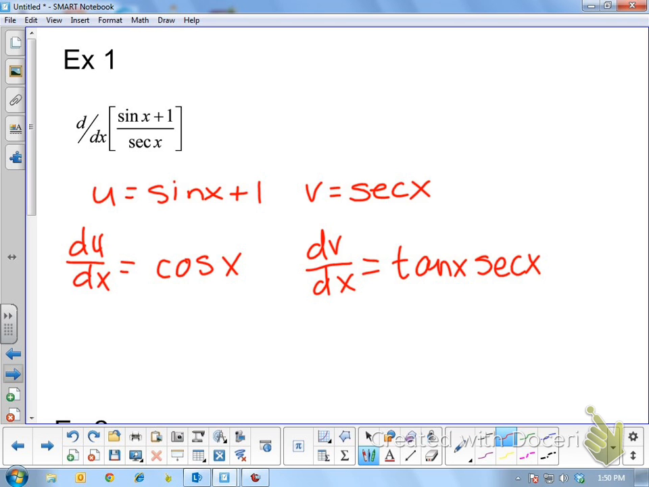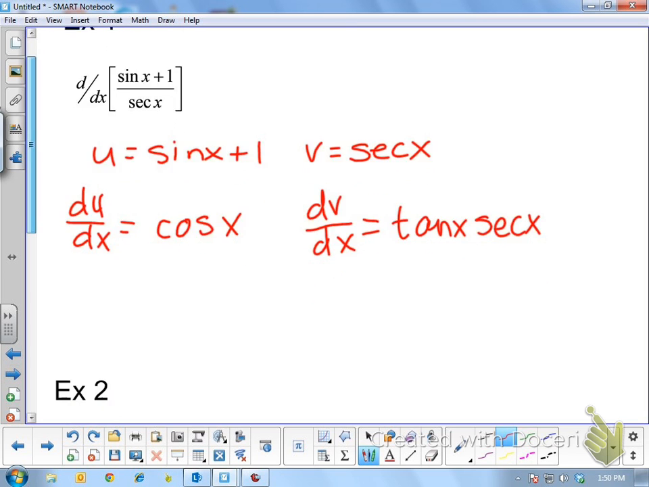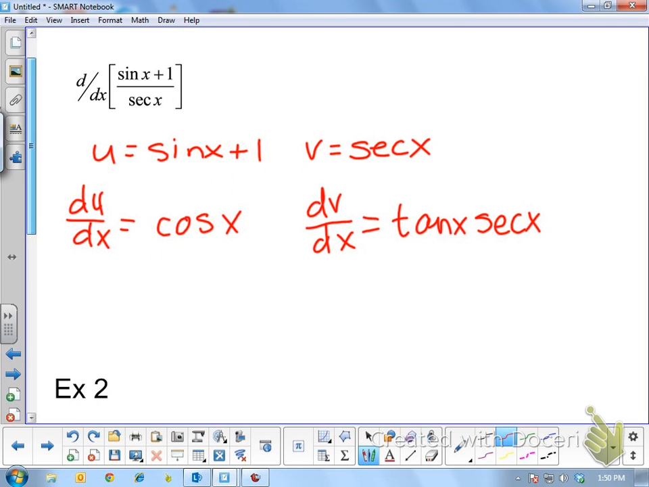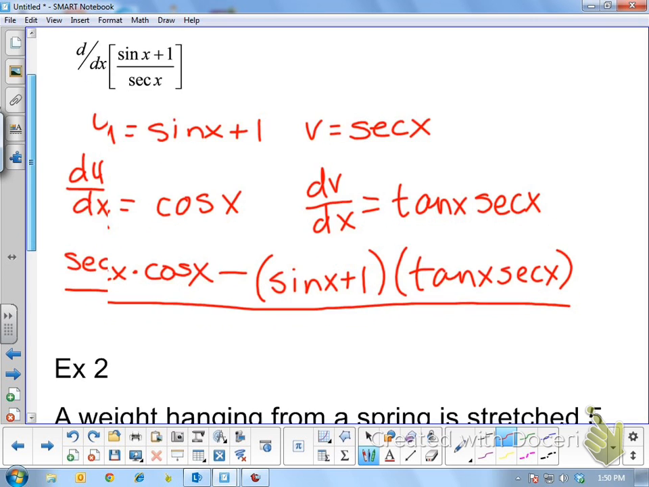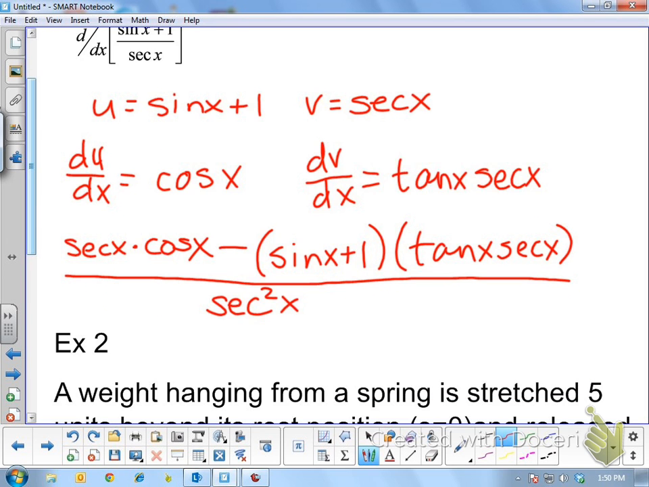And you will need to have them memorized eventually. I do not expect you to have them memorized yet. You should probably have sine and cosine pretty much memorized already. But I will show you a mnemonic, a way to remember the derivative of secant, cosecant, tangent, cotangent. So now we apply the quotient rule, low d high. v is our low, so secant x times the derivative of the top, cosine x, minus high d low, so sine x plus 1 times tangent x secant x, all over low, secant x squared.